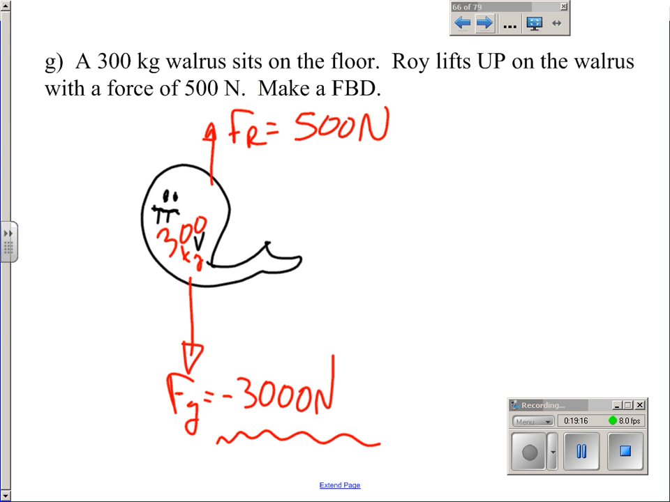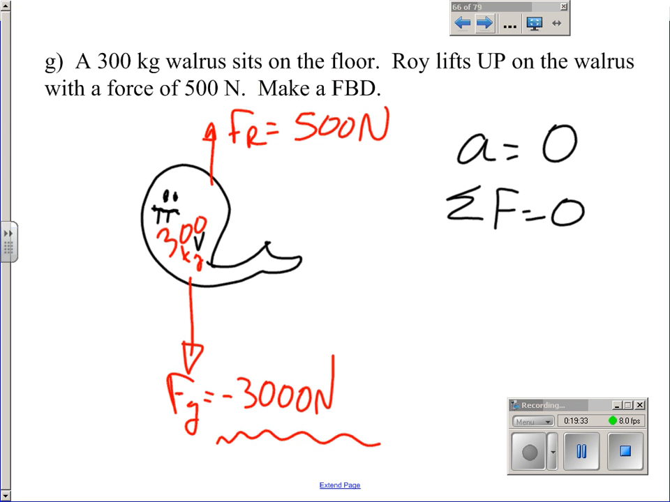So stop and ask yourself, if you've got something that weighs 3,000 newtons, is 500 newtons enough to lift him? No. So that's not enough force to lift him, right? He's sitting on the floor. We're not going to be able to lift him. So since we don't lift him, our acceleration has to be 0, right? Because he's not going to move because you can't lift him. That means the net force has got to be 0.